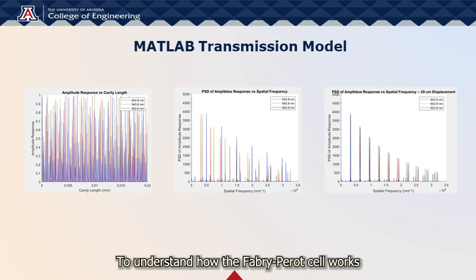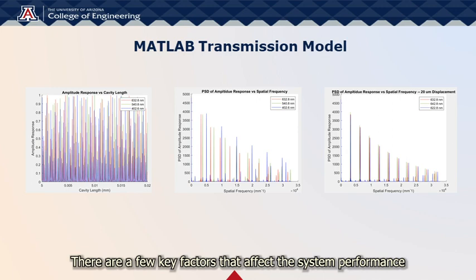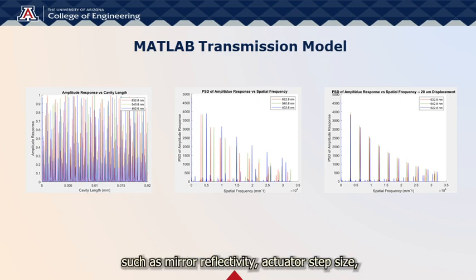To understand how the Fabry Perot cell works and how various characteristics affect the transmission, we have modeled the cell in MATLAB. There are a few key factors that affect the system's performance, such as mirror reflectivity, actuator step size, total cavity length change, and camera frame rate. Using these factors, we can model the transmission as a function of cavity length for each wavelength across the visible spectrum, which we define from 400 to 700 nanometers.